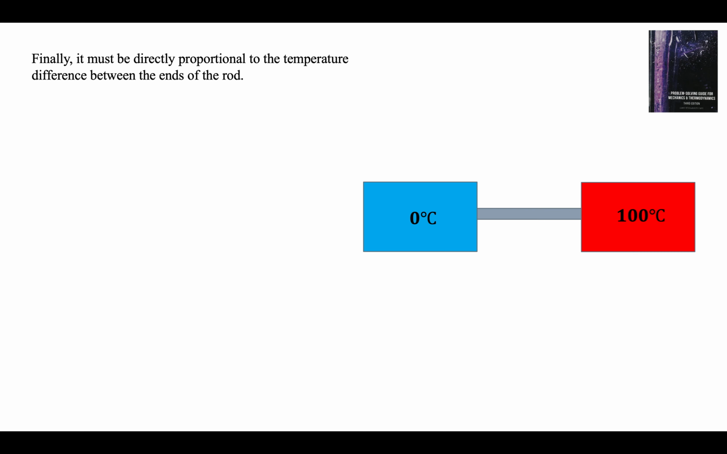Finally, obviously, it's the temperature difference. The bigger the temperature difference, the bigger the heat flow. If the temperature is very close, you're not going to get a lot of heat flow. So delta T belongs in there. And there it is. That's what the thermal energy transfer is equal to.